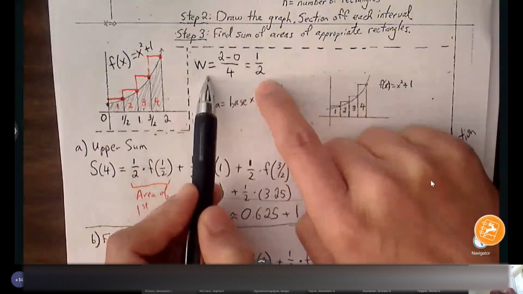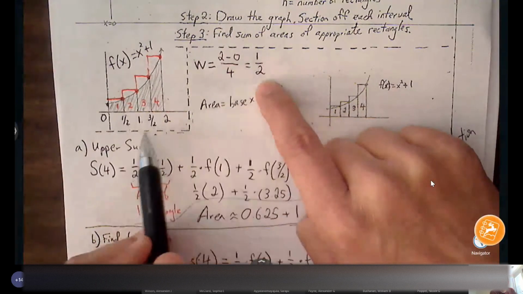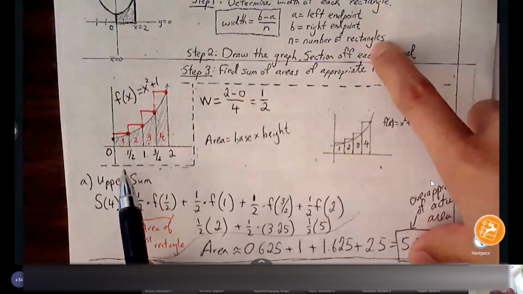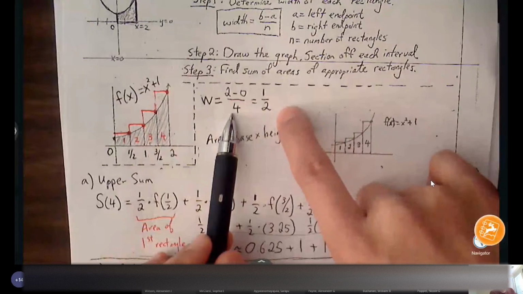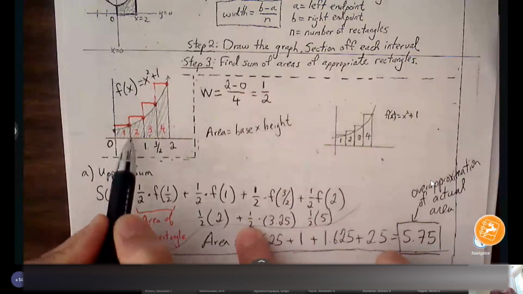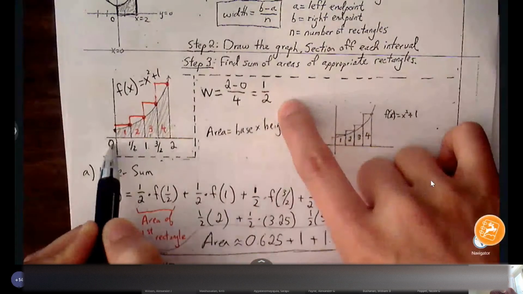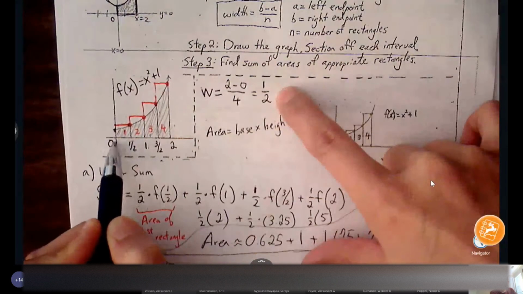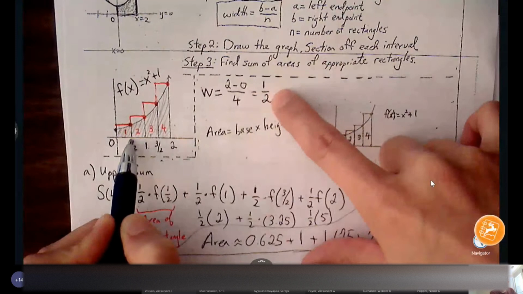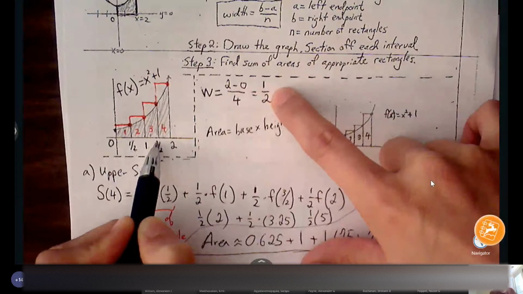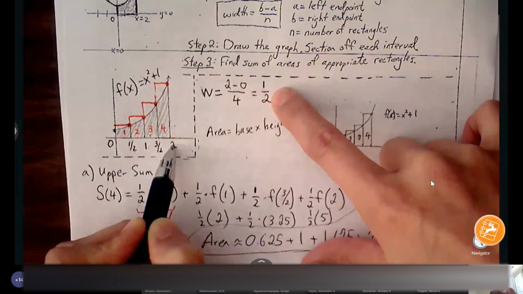First thing is identifying the width of each of our intervals. So width is going to be b minus a over n, right endpoint minus left endpoint divided by the number of rectangles. And after we find that width, we started to find the x value intervals that we'll be using. We started at the left endpoint, which is 0, and we added the width. As we add the width, we're able to find the next value over. We add the width again, from 1 to 1 plus 1/2 gives us 3/2. Add the width again, 3/2 plus 1/2 is 2.